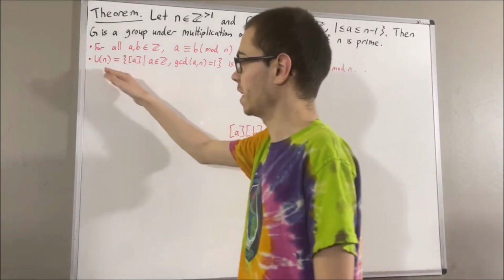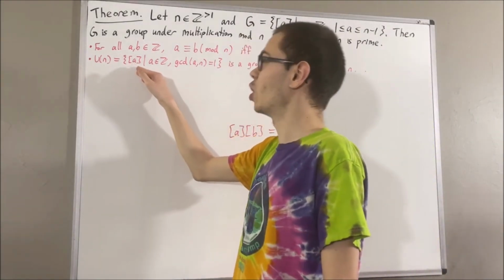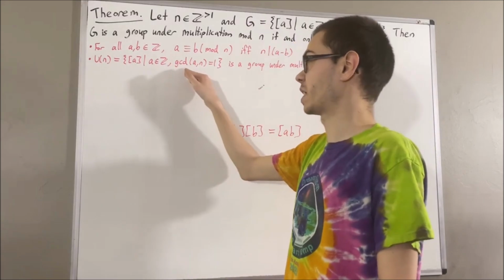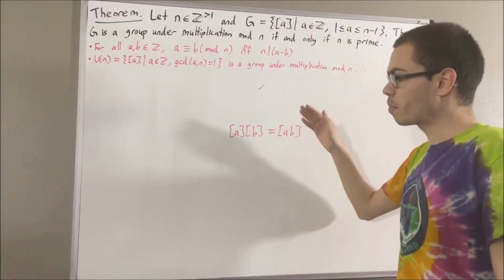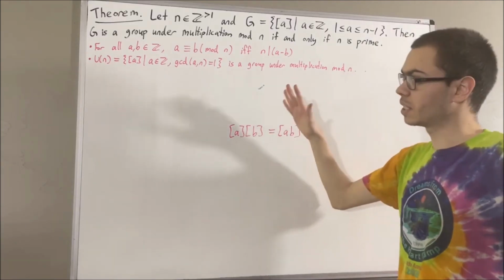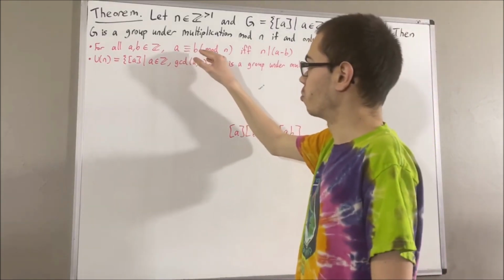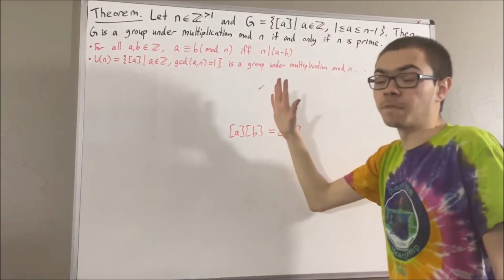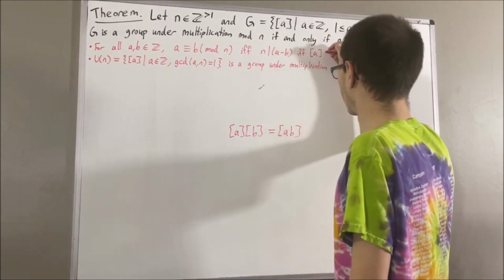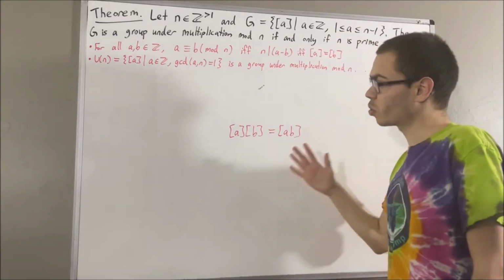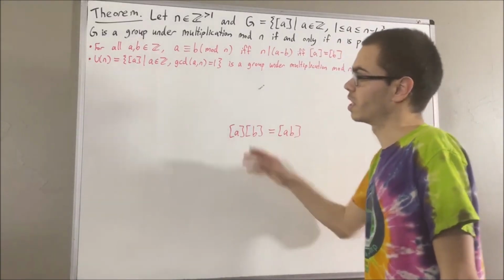U of n being the set of equivalence classes of A, where A is an integer such that greatest common divisor of A and n is equal to 1. Now, a property about equivalence classes that we're going to be using is A is congruent to B modulo n if and only if the equivalence classes of A and B are equal. And we're also going to be using some other preliminary results in proving this theorem.